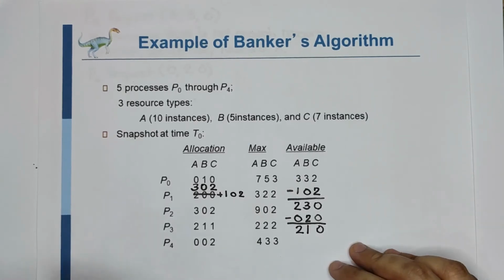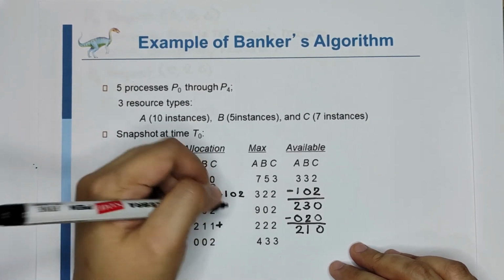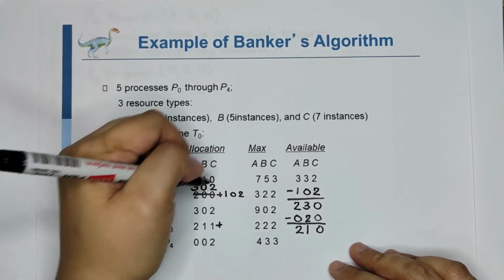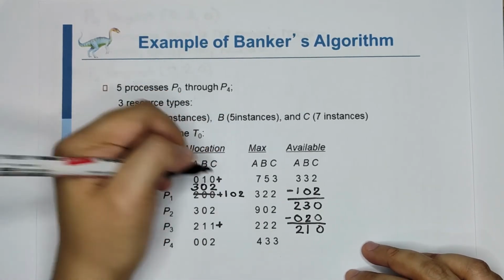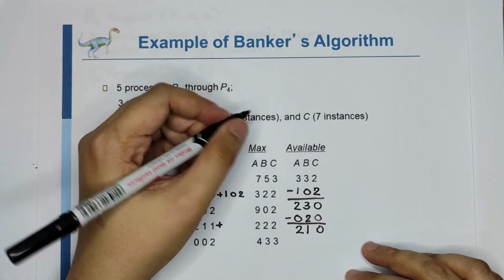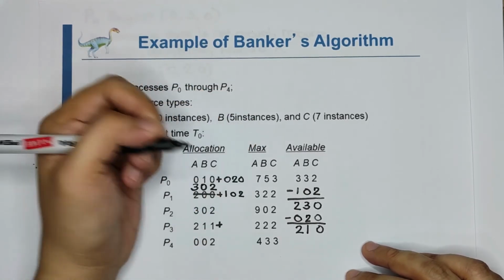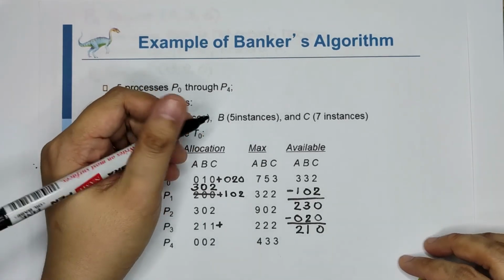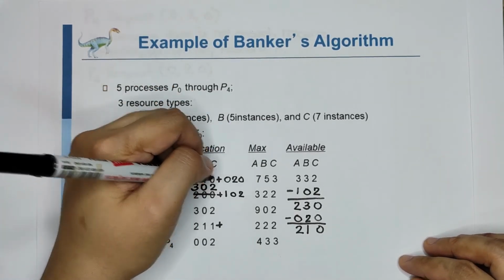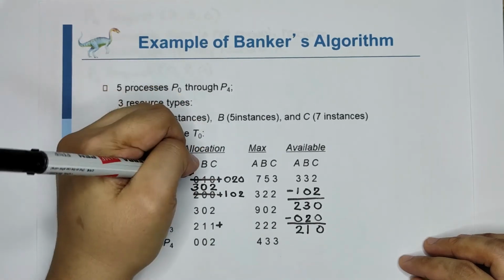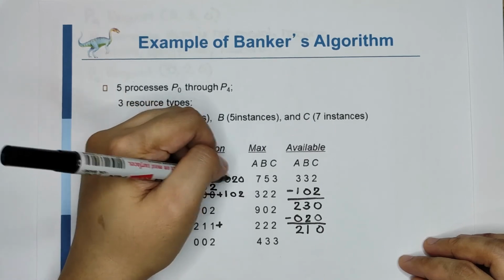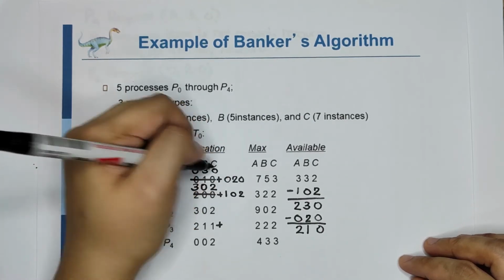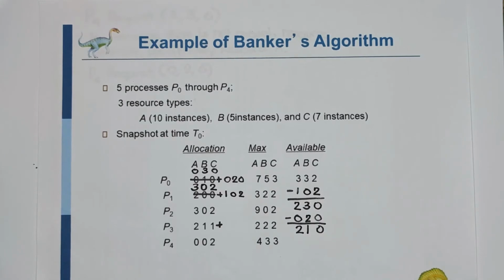And then, of course, we have to add to P sub 0. We have to add 0, 2, 0. So what's the new value of P sub 0? We have 0, 2 plus 1 is 3, and then 0. So that is our new value for P sub 0.